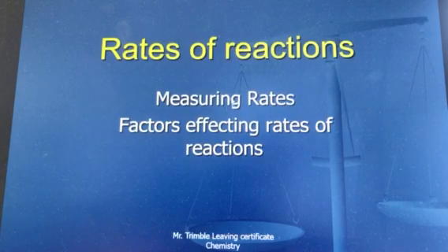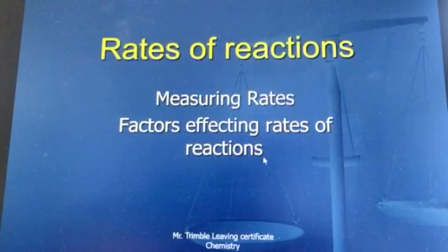Measuring rates is something we did before we left. That's measuring either the decrease in the amount of one of the reactants or the increase in the amount of one of the products. Whether that amount is measured in terms of mass or in terms of volume, the gases would be in terms of volume, and then the mass would be in terms of a decrease in mass of the reactants. And normally what you would do there is put things in the mass balance. I'll show you that in a second.